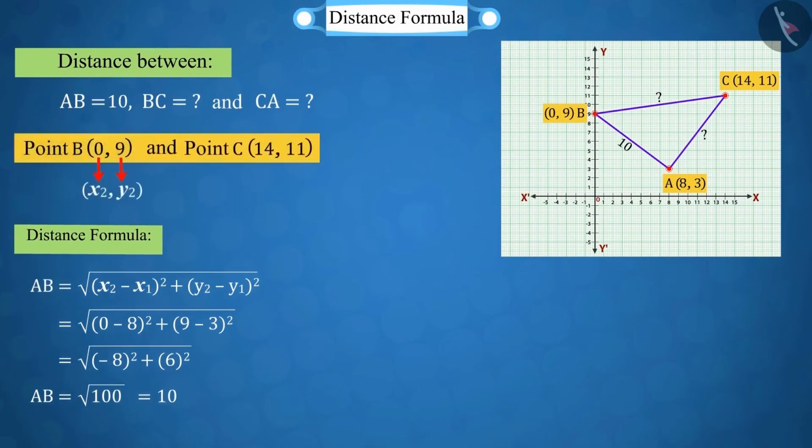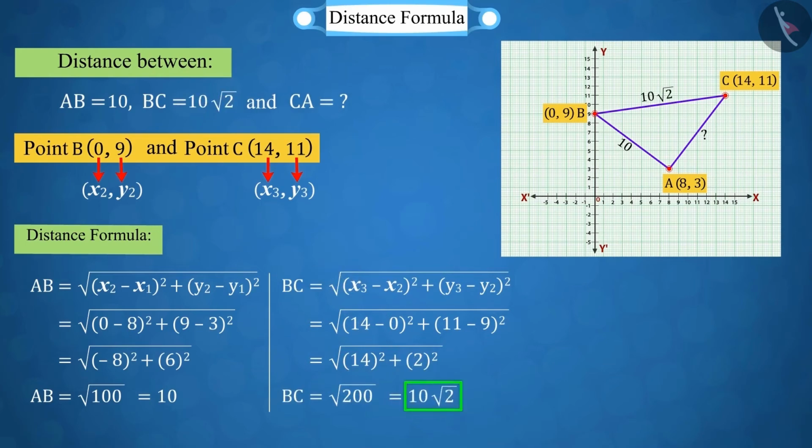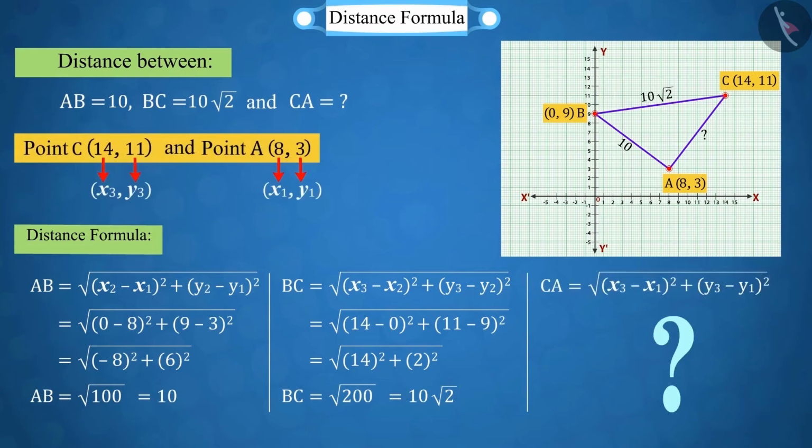Similarly, the coordinates of the point C are x3 equal to 14 and y3 equal to 11. According to the distance formula, we get the measure of BC as 10 root 2. Similarly, can you find the measure of CA by using the distance formula?